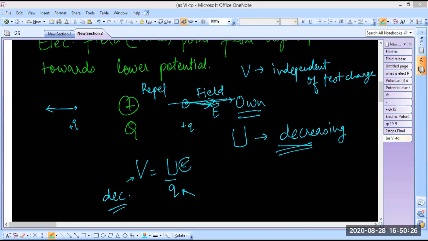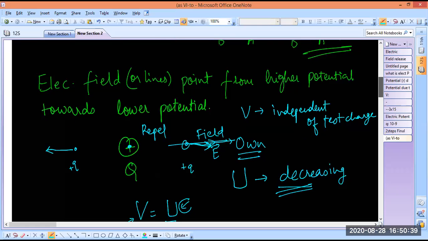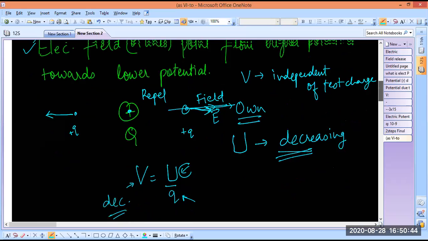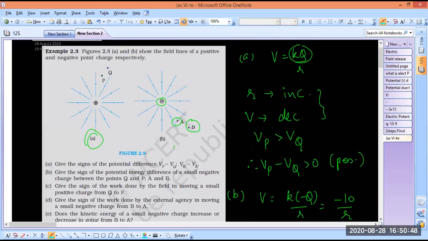Sir, we can't find electric potential at any single point charge. You cannot find electric potential at this charge, right? It is infinite, or you should not do that. So this is the basic idea: electric field lines point from higher potential to lower potential. If it was a negative charge at the center like this, then you can see the field lines are coming in, so this point is at more potential and this point is at less potential. That's what we have seen.